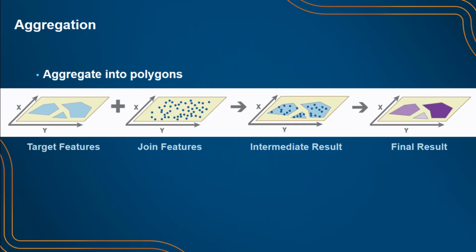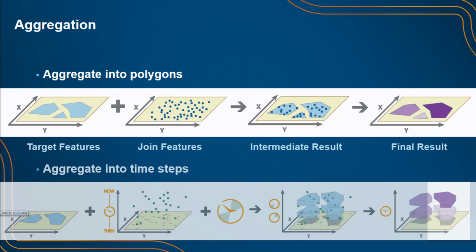So aggregating into polygons that we saw, target features and join features. So I have all of these points. I want to aggregate it into these polygons, and I get the final result. So here we can see, based on the number of points, what's the color of the polygon. And if you go and count the points, this is a real diagram, so it will work out.